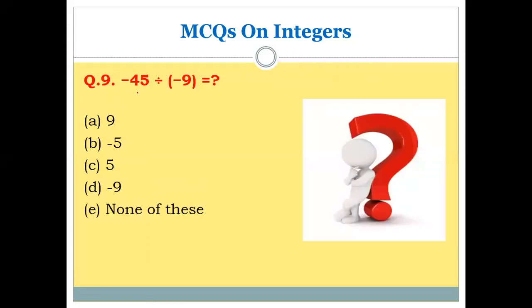Next we have minus 45 divided by minus 9. Both are of the same sign. Integers are negative here. So minus 9 five times becomes minus 45. So the correct answer is option C.